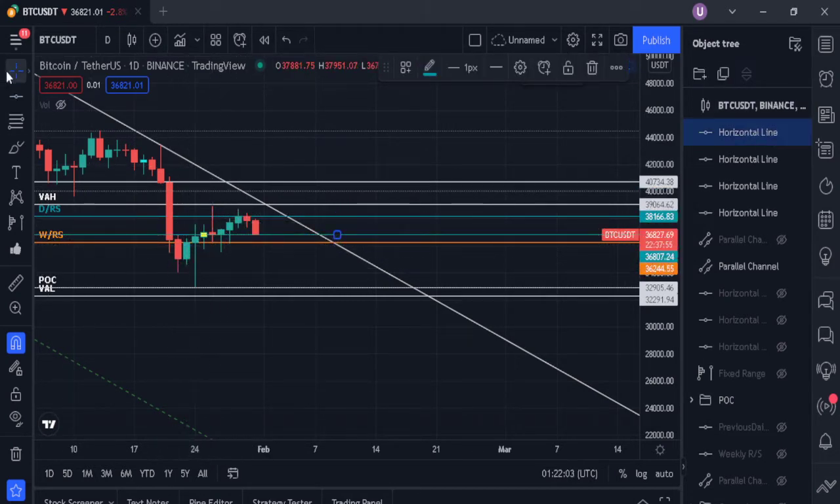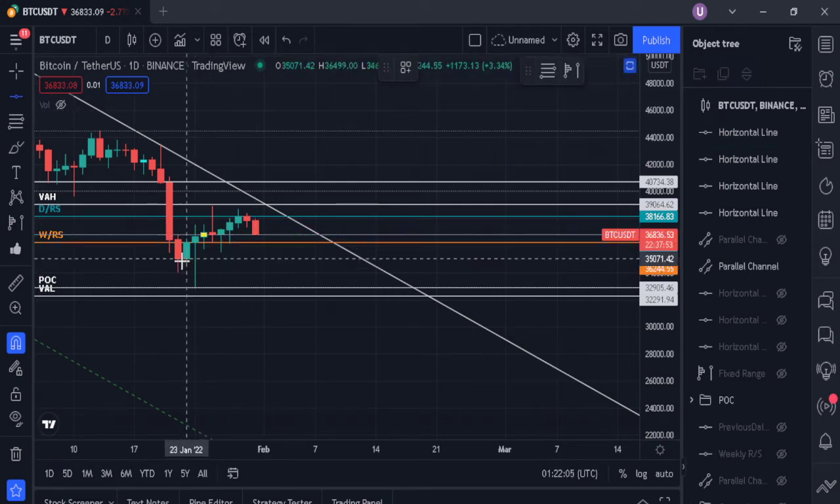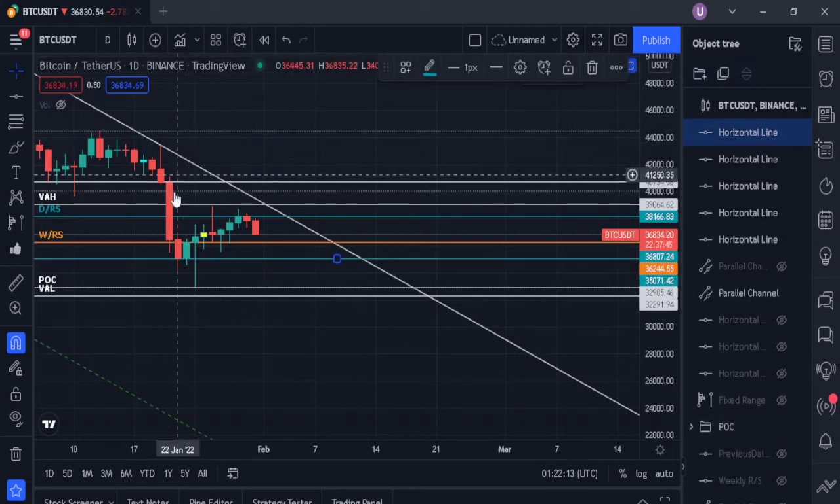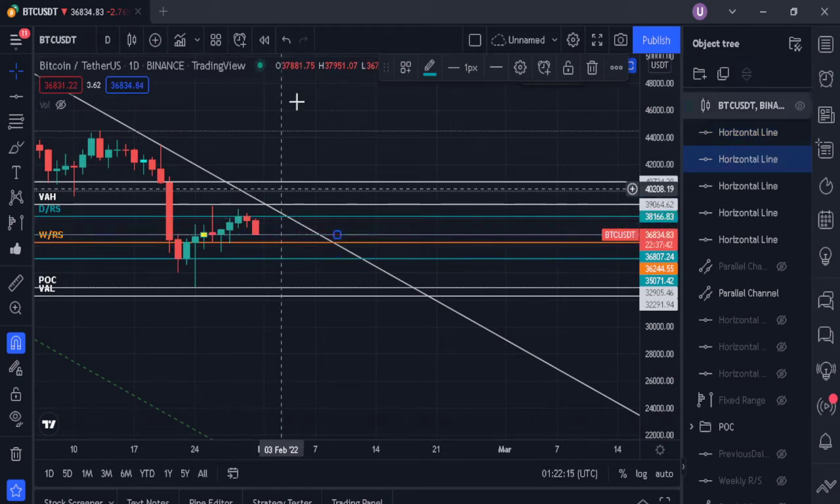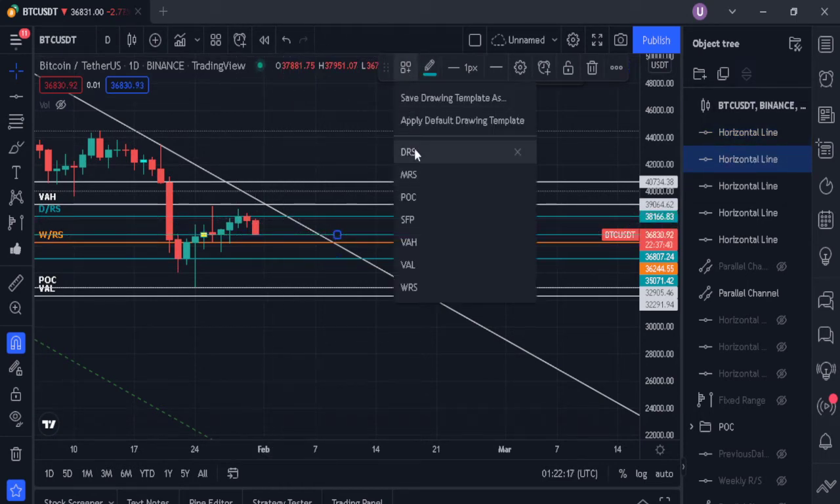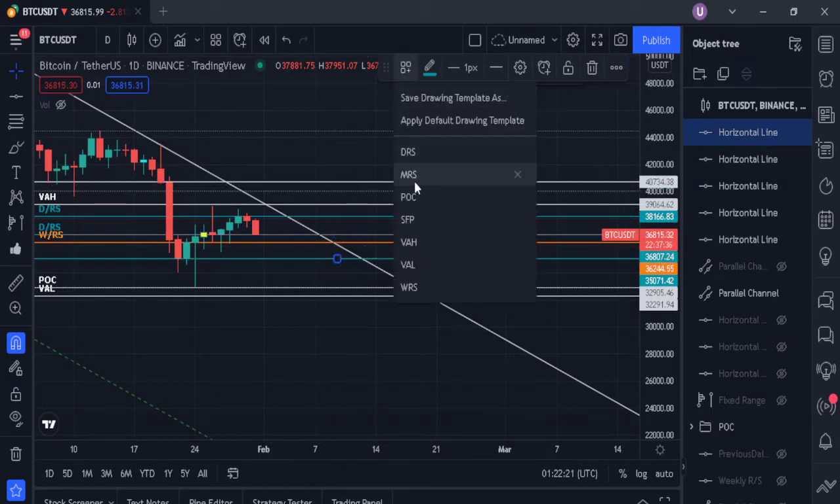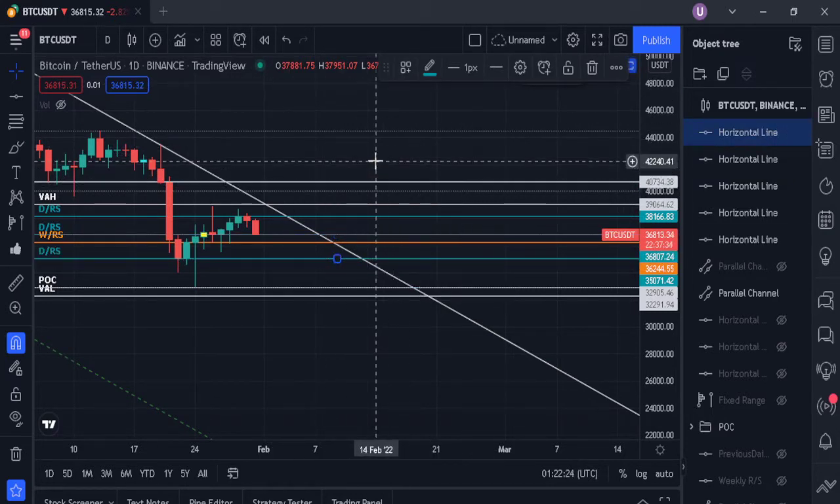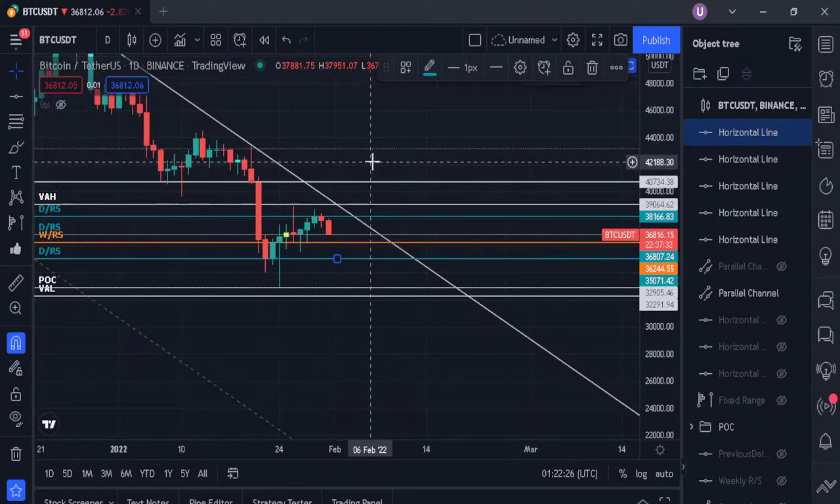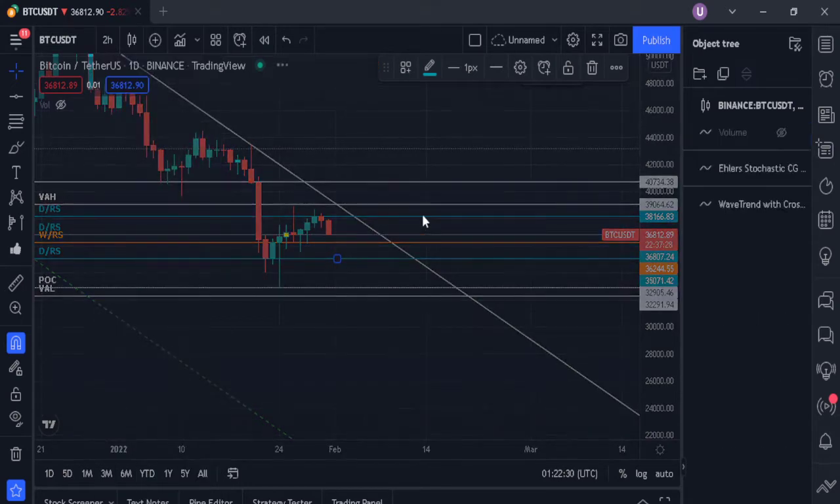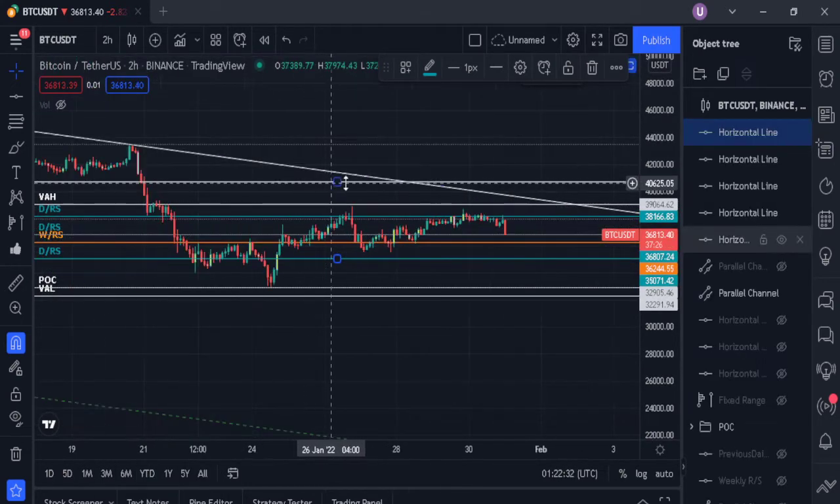If the weekly gets broken to the downside, we could also look at this one. So this one I'll call it daily as well. We probably have the daily here. So these would be our support lines. And let's see what happened with Bitcoin.